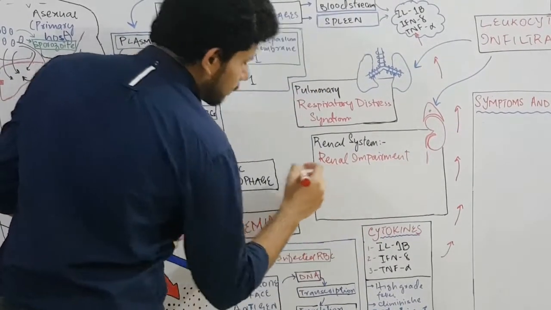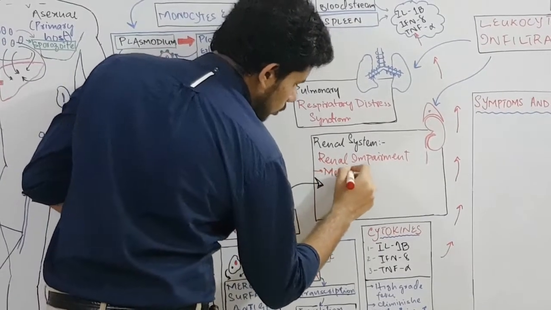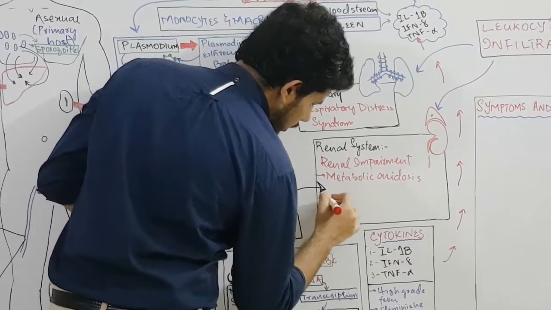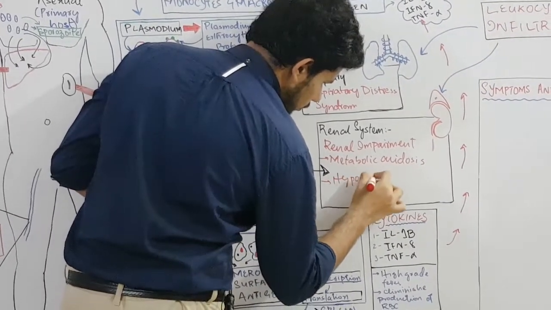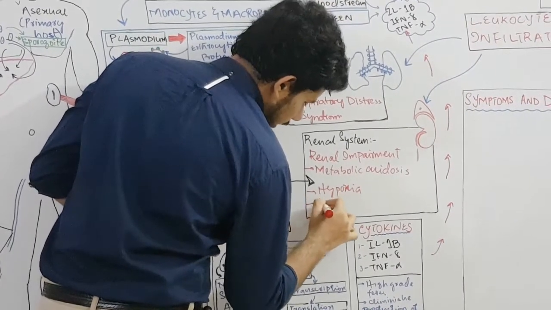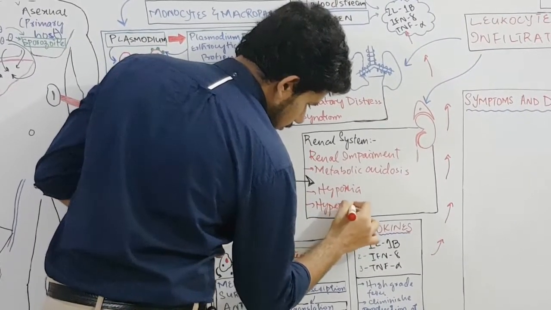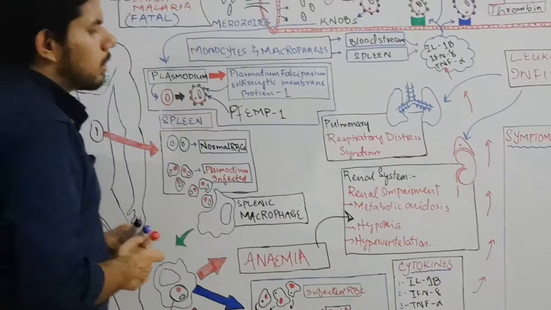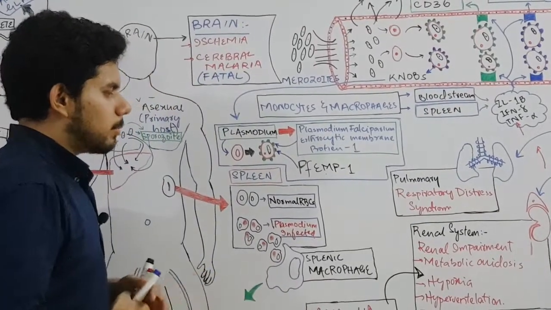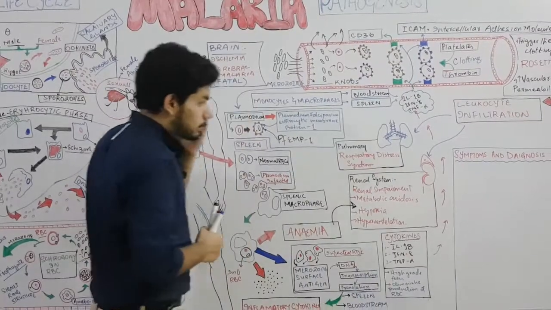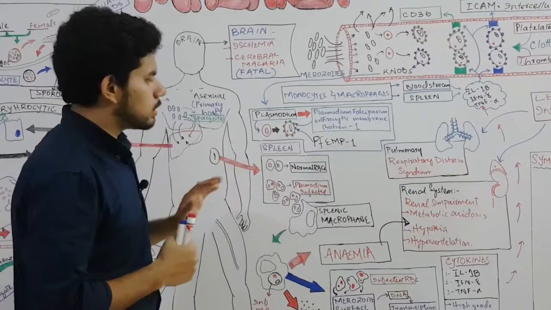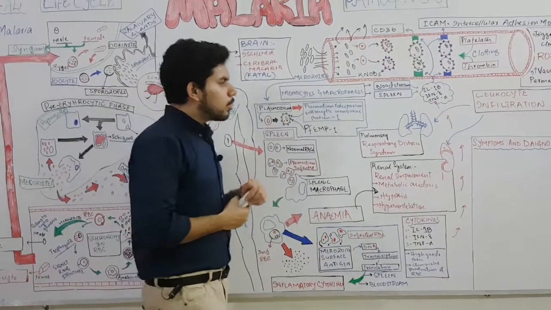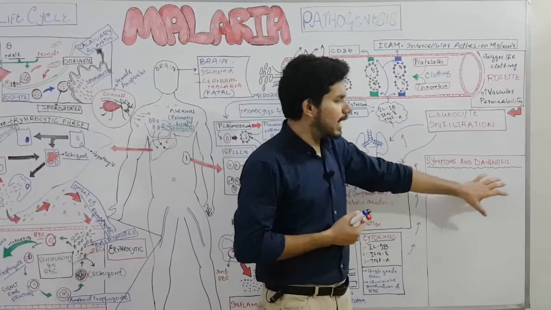Besides this, malaria causes metabolic acidosis, hypoxia, and hyperventilation. So these are the major impairments in kidney or renal system which are caused by malaria and anemia. So this is the whole pathogenesis of malaria, or you can say the malarial parasite. Now we go into the deep detail of symptoms and diagnosis of malaria.